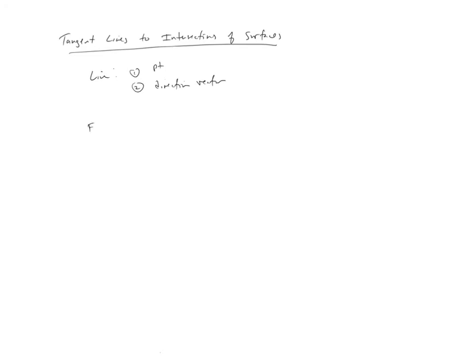Now, if we have two surfaces, let's say f of x, y, z equals 0 is one of them, and g of x, y, z is another one. We know that the gradient of f is normal to f, and we know that the gradient of g is normal to g, which means that if we take the gradient of f and cross it with the gradient of g, that's going to be normal to both, and that's important, both the gradient of f and the gradient of g.